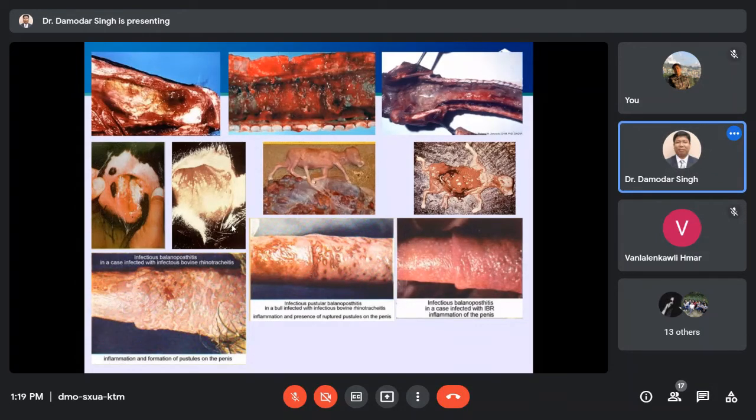And when the fetus is affected, this leads to abortion. So you may come across abortion in pregnant animals when they are affected by this virus, IBR, right?